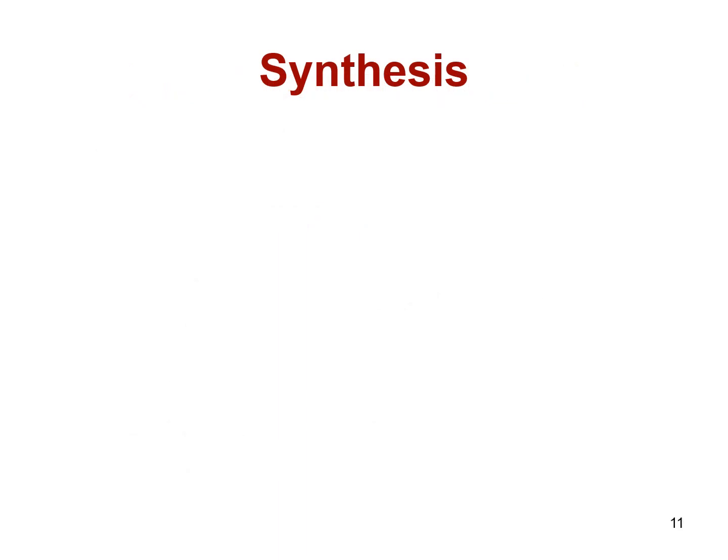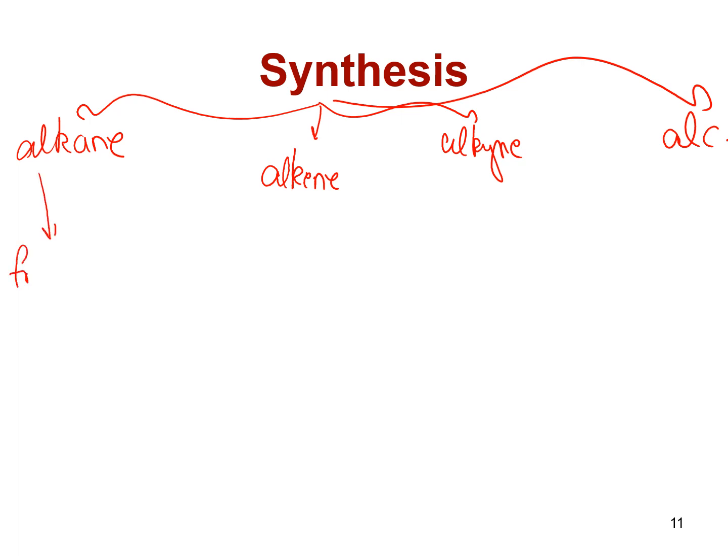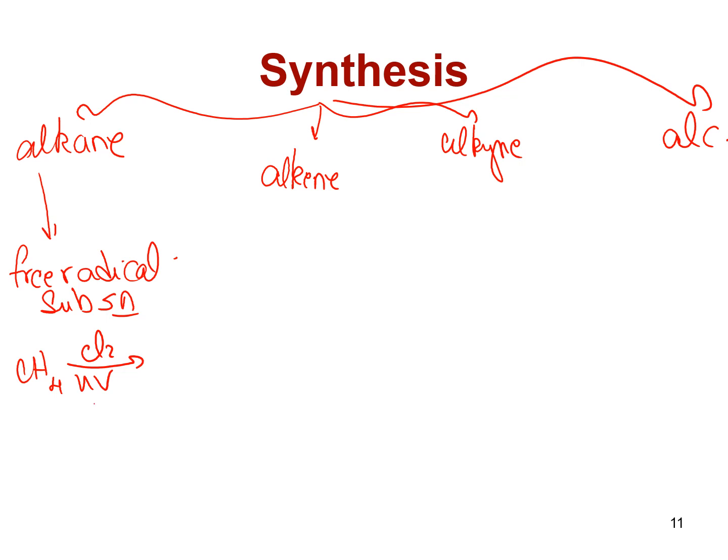Now we start with the synthesis of these compounds. These compounds can be synthesized through 4 different methods. In all cases, you are actually halogenating a compound. You can either halogenate an alkane, you can halogenate an alkene, you can halogenate an alkyne and you can halogenate an alcohol. As you have already studied, alkanes can be halogenated using free radical substitution reactions. You just substitute one of the hydrogens of the alkane using the halogen in UV and very high temperatures.